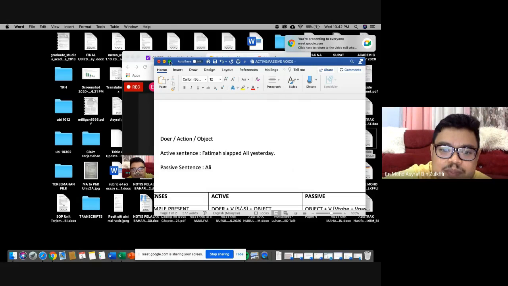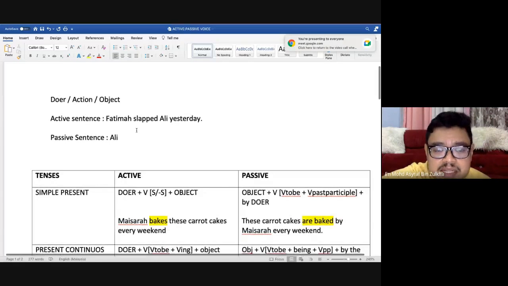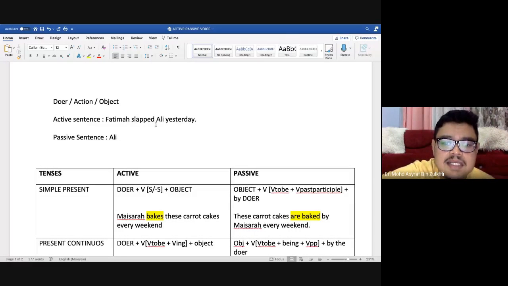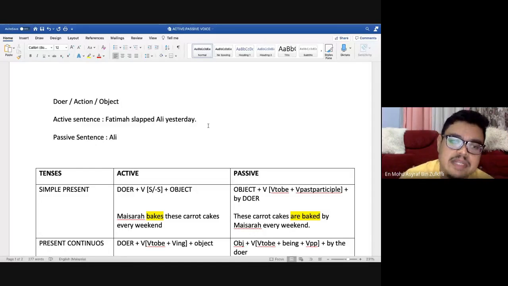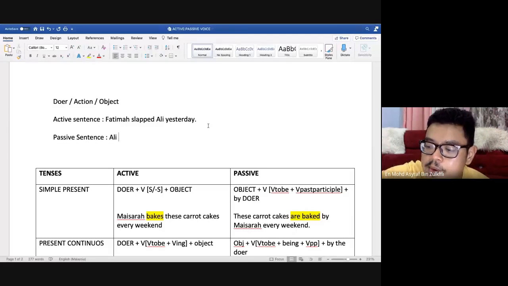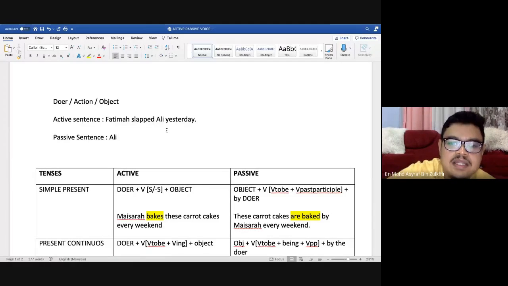Sorry, where were we? Okay, so we reflect on the Malay language. If we translate into Malay, Fatima slapped Ali yesterday becomes "Fatima menampar Ali semalam." And if we want to change it into passive voice, "menampar" becomes "ditampar": "Ali ditampar oleh Fatima semalam." The same with English. The verb slap, menampar, will have to undergo a change, from menampar to ditampar.